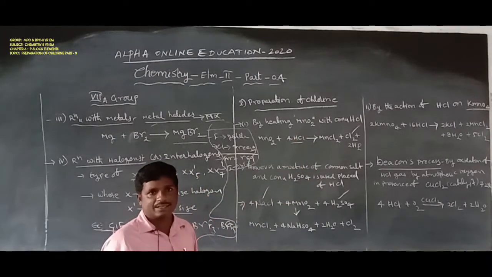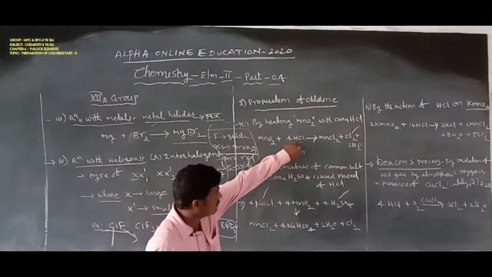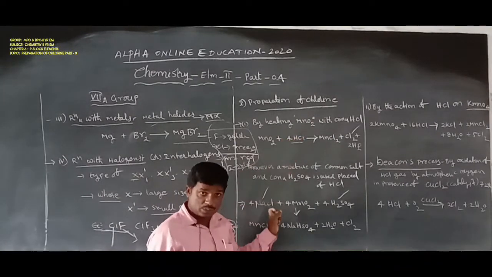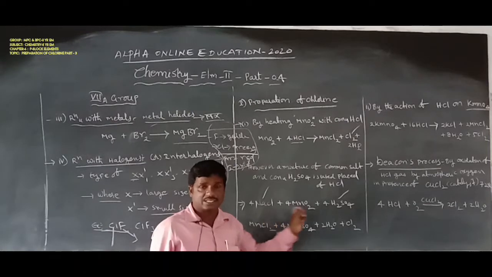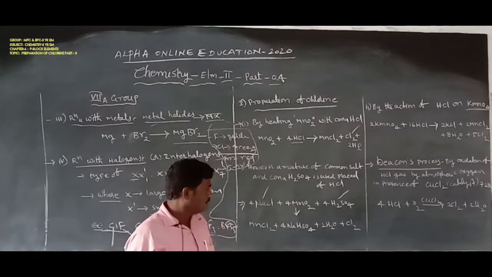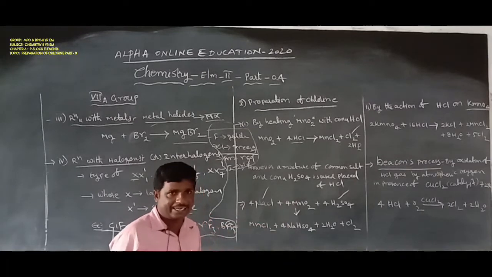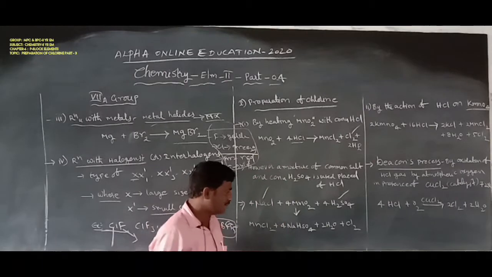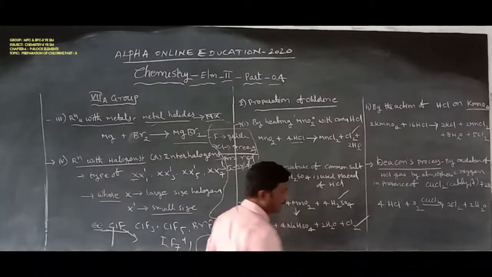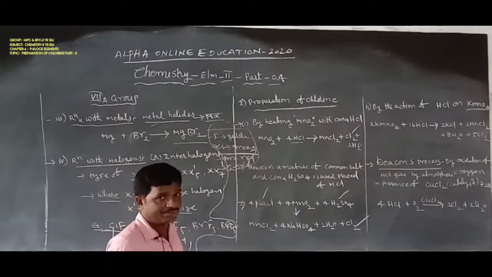In the first preparation, manganese dioxide is heated with concentrated hydrochloric acid. But here, instead of hydrochloric acid, a mixture of sodium chloride and sulfuric acid is used. Those two are heated with manganese dioxide, and then chlorine is formed. That is the first preparation.